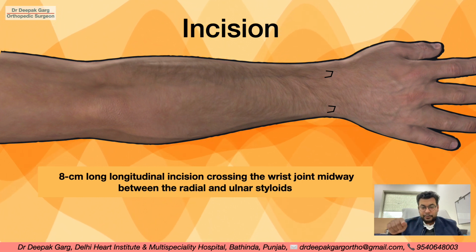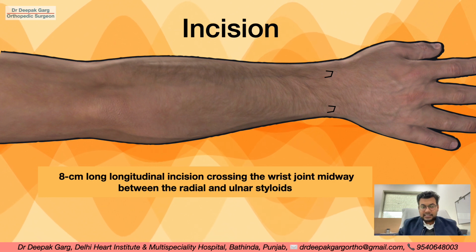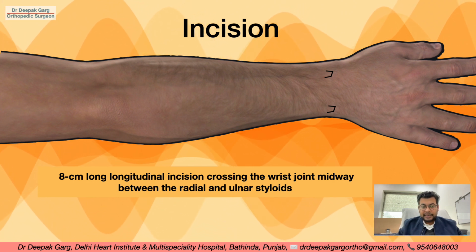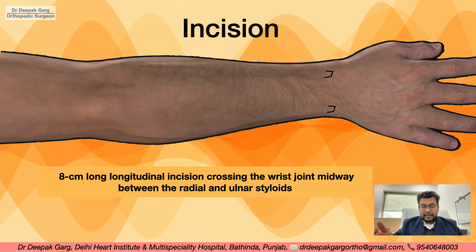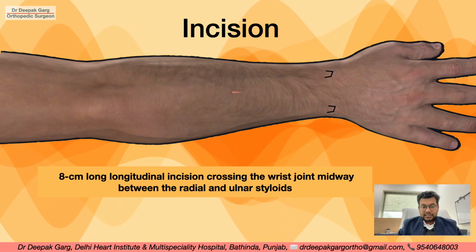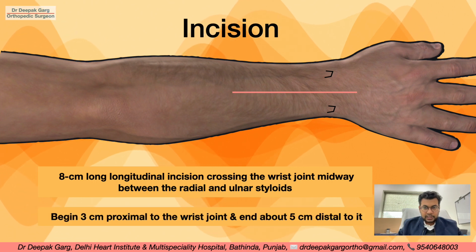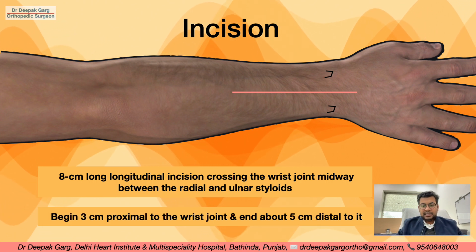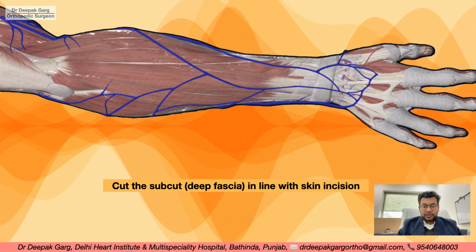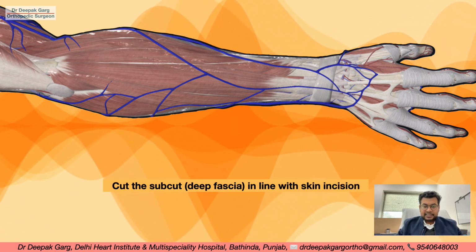We will palpate the radial and the ulnar styloid, mark the midpoint and draw a vertical line at the midpoint, and this is the skin incision. We start approximately 3 centimeters below the wrist joint, and we take an incision of approximately 8 centimeters. So this is the skin incision in our case. Once we take the skin incision, we will have the subcutaneous tissue. We will cut the subcutaneous tissue in line with the skin incision.